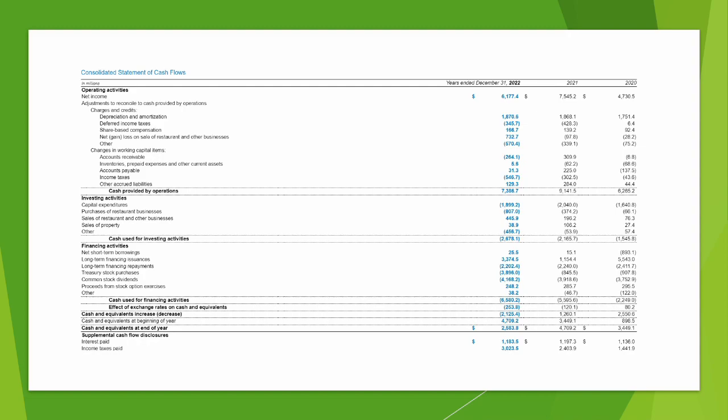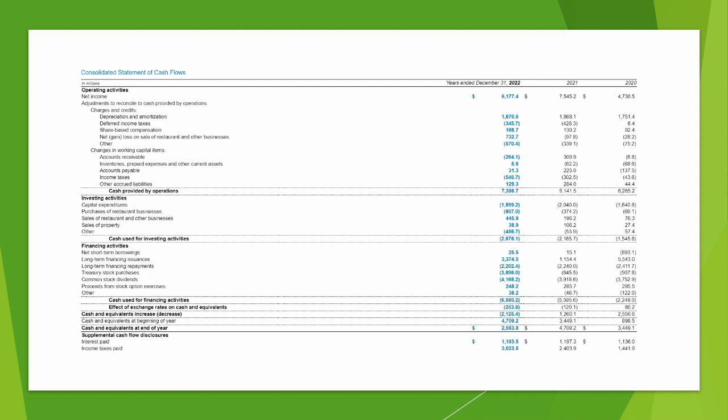Under this section, we can see a cash flow of $445 million from sales of restaurants and other businesses, as well as roughly $40 million from sales of other property. There are also charges for almost $1.9 billion for capital expenditures and another roughly $800 million that was spent on purchases of restaurant businesses. The final section we are going to look at is the financing activities.